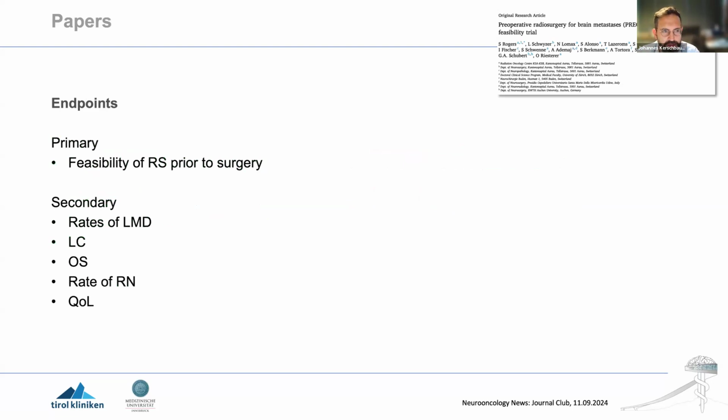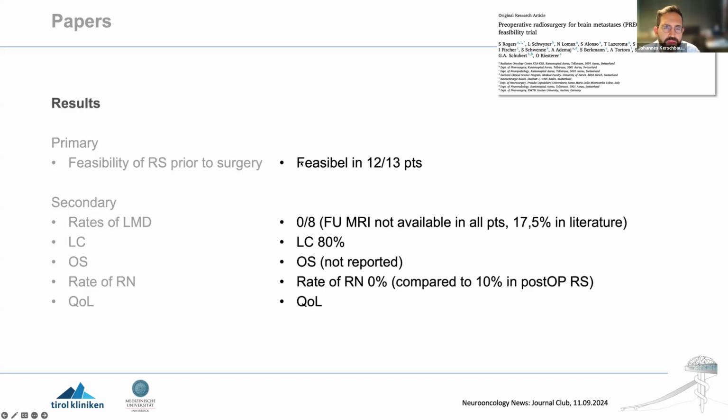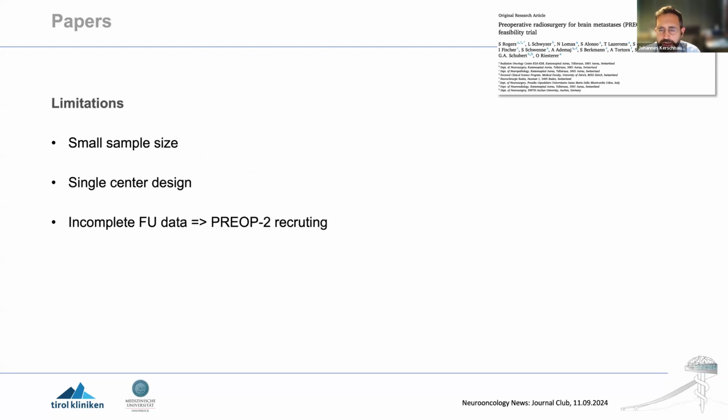So if you look at the endpoints, the primary endpoint was feasibility of this technique, and the secondary endpoints were clearly underpowered. So regarding feasibility, it could be conducted in 12 out of 13 patients. One patient could not do it, but that was an organization problem of the department and nothing else. So from a technical point of view, it was feasible in all patients, and you have to take this information with care, because not powered for it, but the local control was good. Also, leptomeningeal disease and radionecrosis was another concern in that trial.